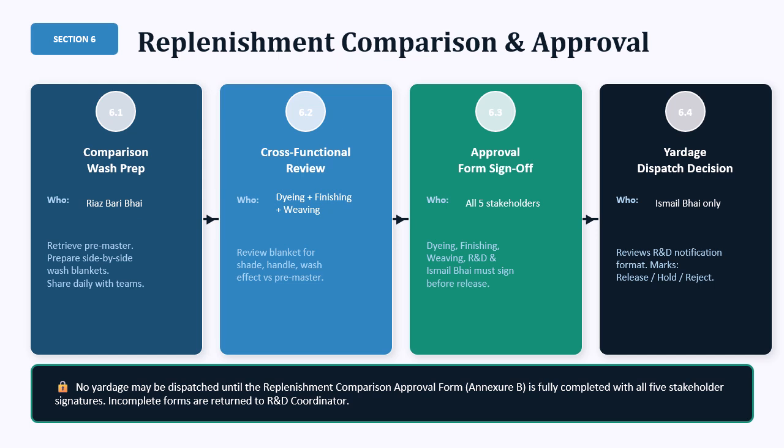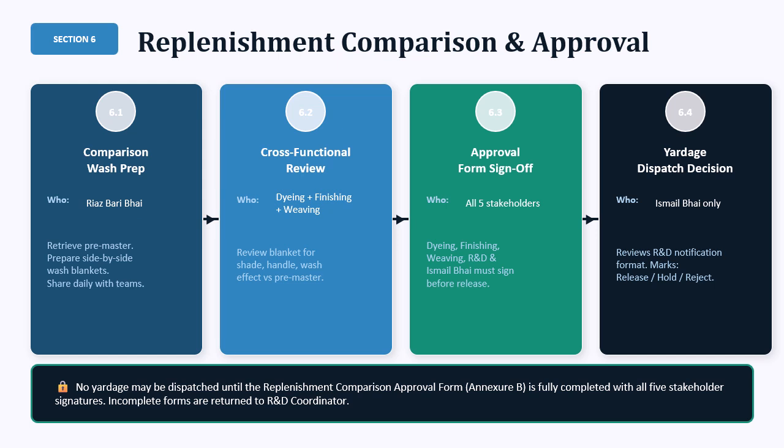Step 6.2, representatives from dyeing, finishing, and weaving review the blankets side by side, assessing shade, handle, and wash effect against the pre-master. Step 6.3, once the review is done, the replenishment comparison approval form, Annexure B, must be signed by all 5 stakeholders: dyeing, finishing, weaving, R&D, and the dispatch authority Ismail Bhai.